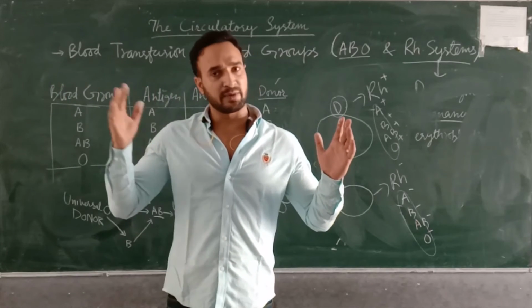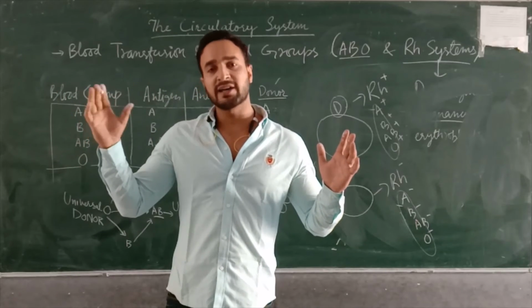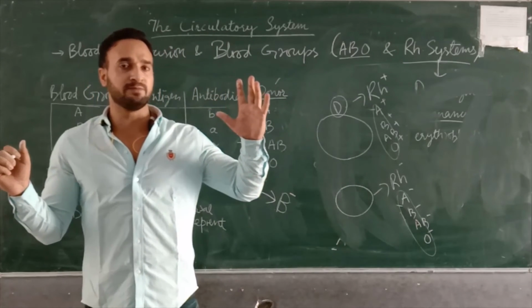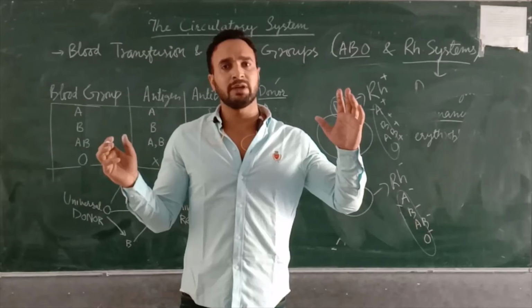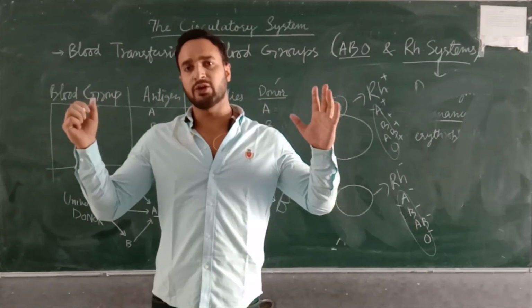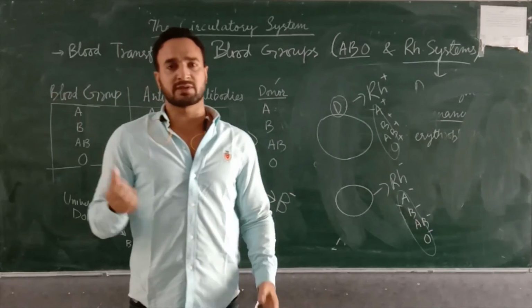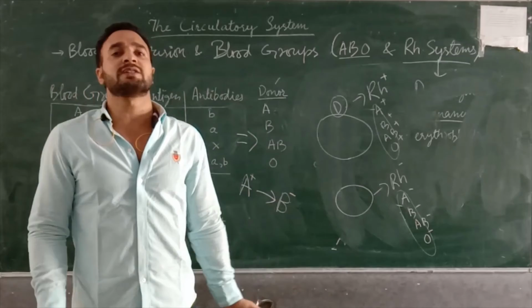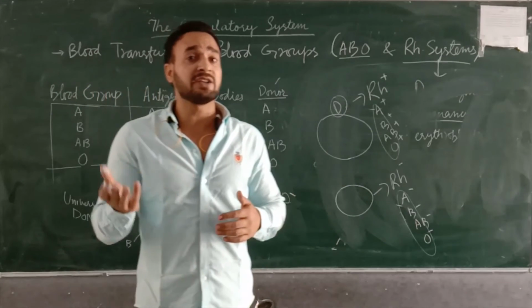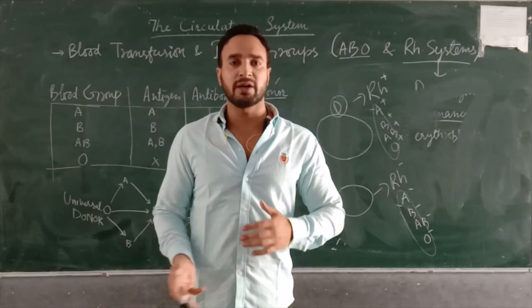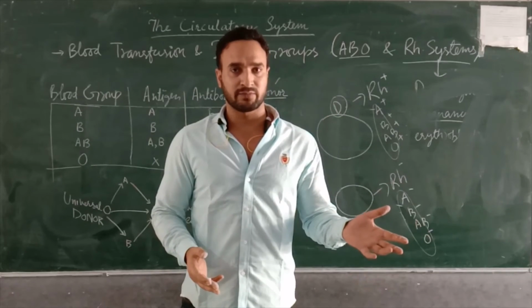We have person A, we have person B. B person was Rh negative. A person was Rh positive. So when we transfused the Rh positive blood to the Rh negative person, this Rh negative person, after receiving the Rh positive factor, will develop antibodies against it because it was an antigen to it. It was a foreign factor to it. So it will develop antibodies against that Rh factor.